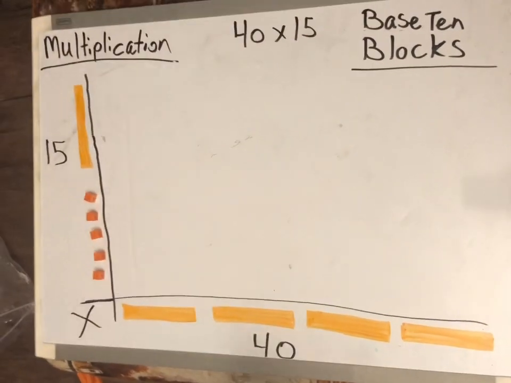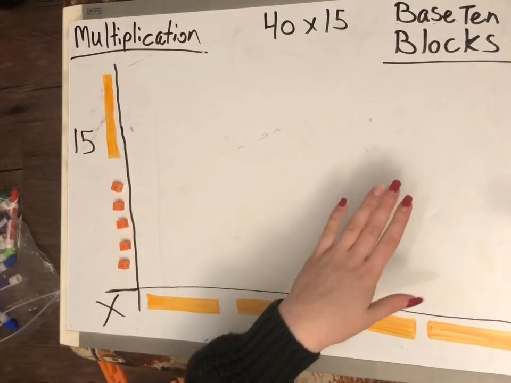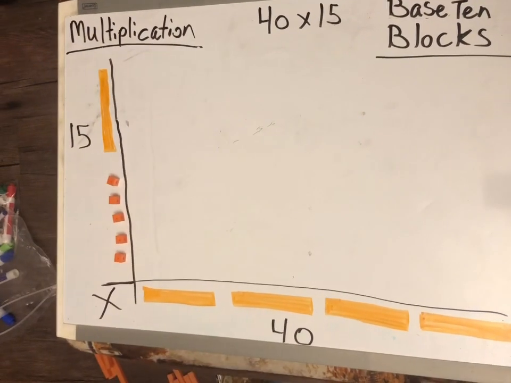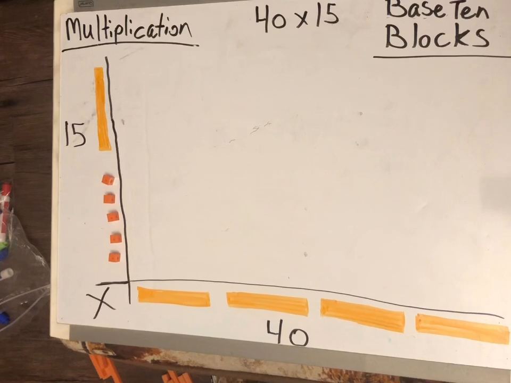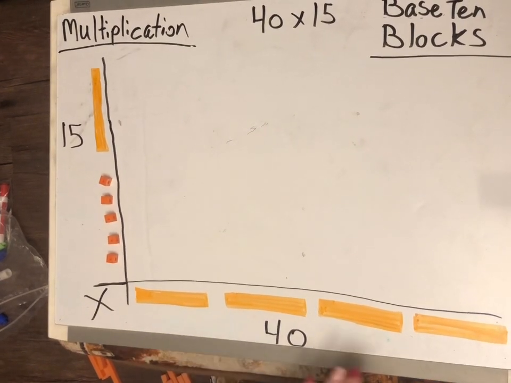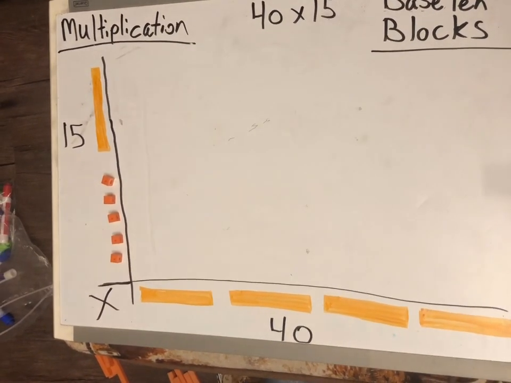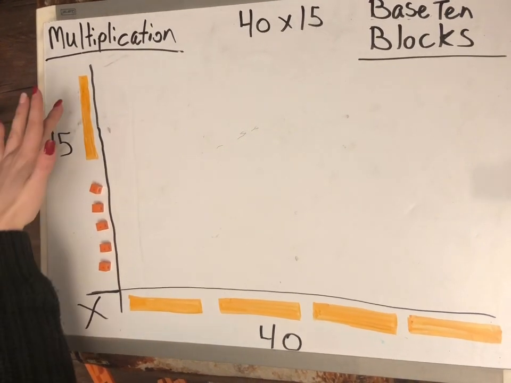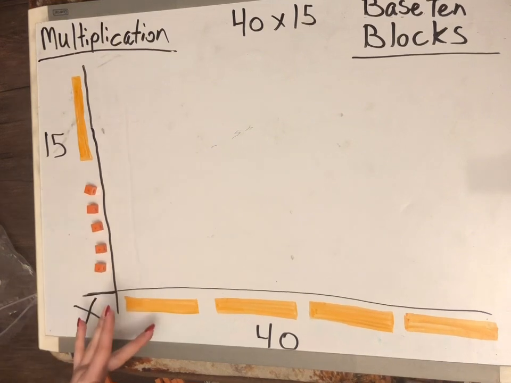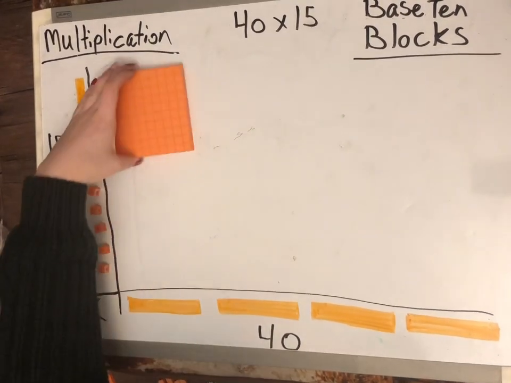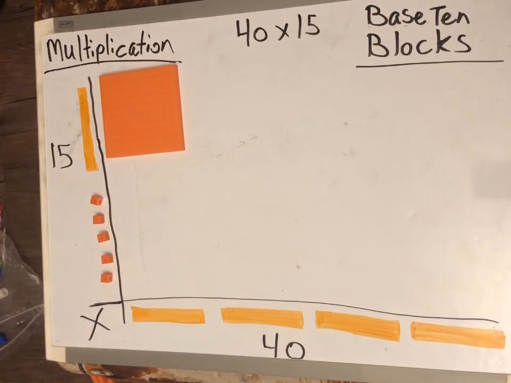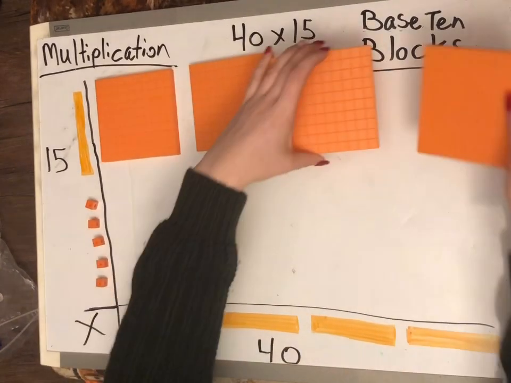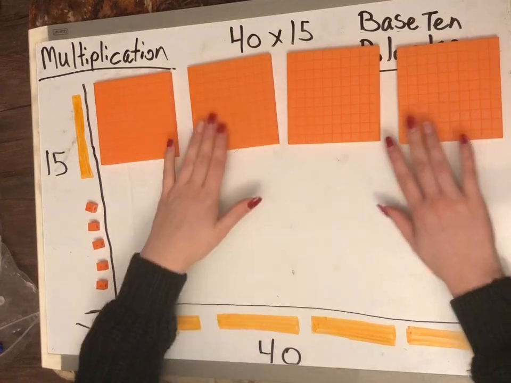My next strategy for multiplication will be using the base 10 blocks. So here I've drawn my blocks, and ideally you would want to be using actual base 10 blocks, but I don't have enough, so I've just drawn them. But now I'm going to do 1 rod times 1 rod equals a flat. And then 1 rod times my other rod, so flat. And do that 2 more times, we have 4 flats.